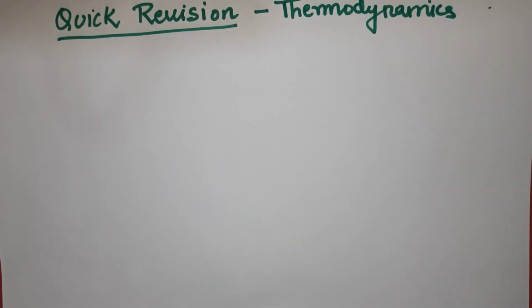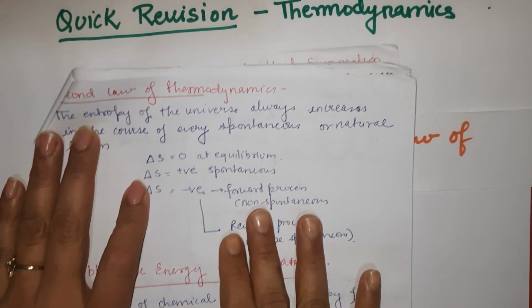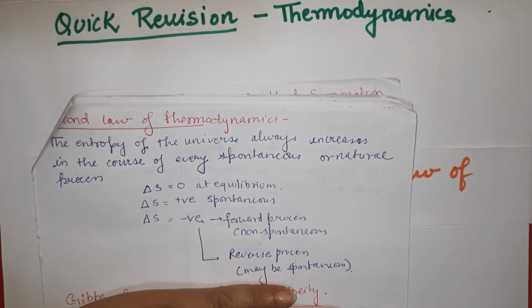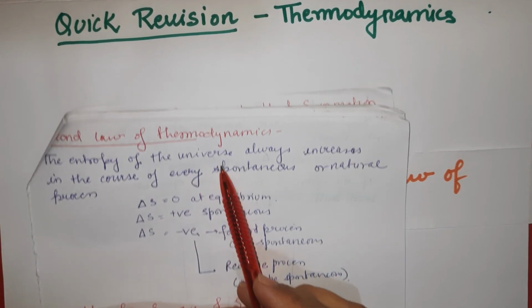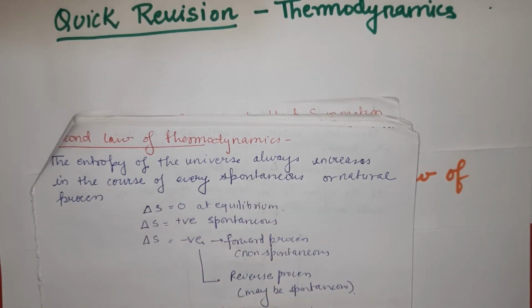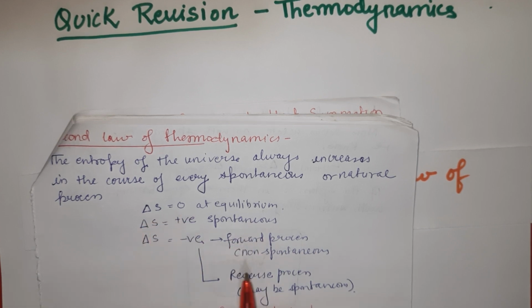All right, let's move on to the next question. The next question is: give the statement that the entropy of the universe always increases in case of every spontaneous or natural process. What does this mean? If a reaction is happening on its own, meaning the reaction is spontaneous, entropy will always increase. But for equilibrium, delta S is 0.